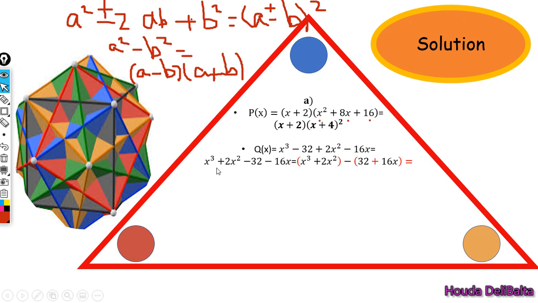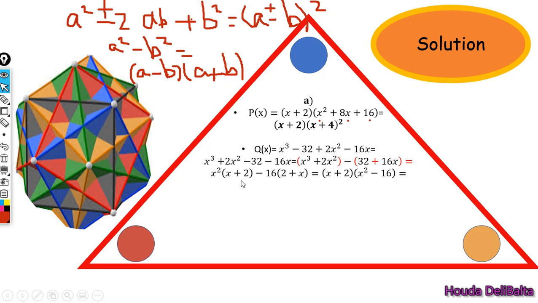We take x³ + 2x², and we take −32 with −16x. Among these, we have x² as a common factor, and among these we have 16 as a common factor. But notice, because we have a minus sign here and we put the parentheses, we have to change the sign in the middle. So we get x² outside and (x + 2) inside, and we take 16 as a common factor from these two, and we get (2 + x) inside.